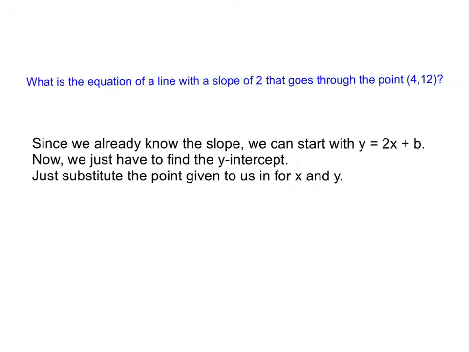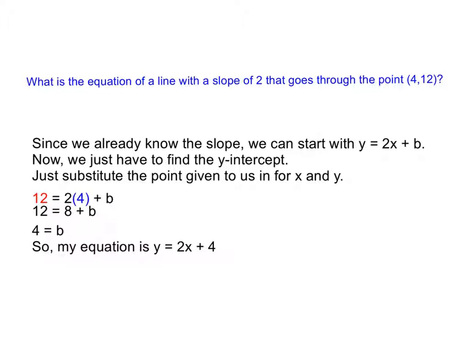So, we already know the slope, okay? y equals 2x plus b, that's where I've started. We have to find the y-intercept, so I plug the point in. When I plug the point in, 4 goes in for x, 12 goes in for y. Simplify down here, b equals 4. So my y-intercept is 4, which means my final equation is y equals 2x plus 4.